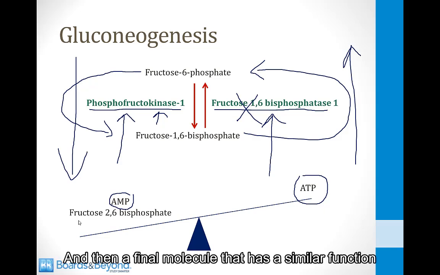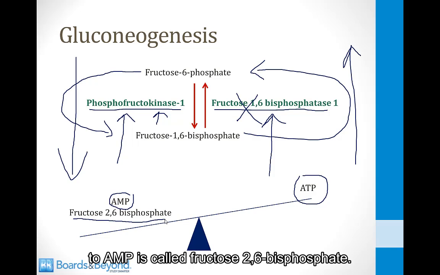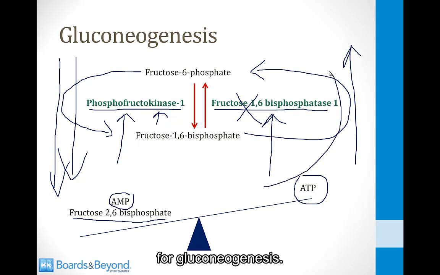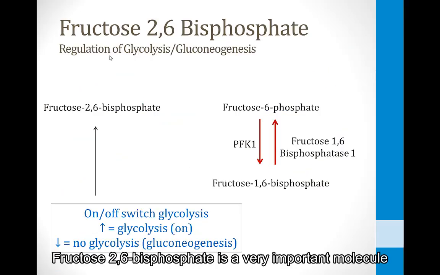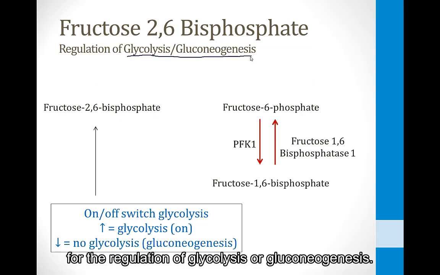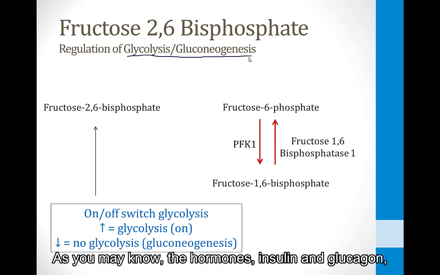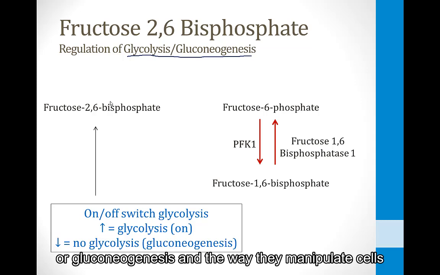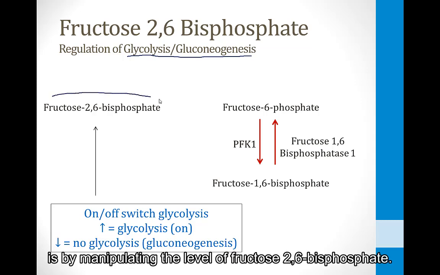And then a final molecule that has a similar function to AMP is called fructose 2,6-bisphosphate. This molecule drives things in the direction of glycolysis, and it tends to shut down the enzymes for gluconeogenesis. Fructose 2,6-bisphosphate is a very important molecule for the regulation of glycolysis or gluconeogenesis. As you may know, the hormones insulin and glucagon can determine whether cells will favor glycolysis or gluconeogenesis, and the way they manipulate cells is by manipulating the level of fructose 2,6-bisphosphate.